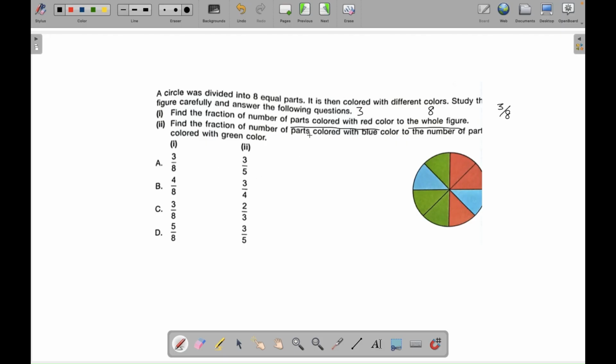Find the fraction of the number of parts colored with blue color to the number of parts colored with green color. Here again the numerator and denominator change. So the number of parts colored with blue color is 2. The number of parts colored with green color is 1, 2, 3. Right? So the fraction is 2 by 3. So 3 by 8 is A, and 2 by 3 is B. Right? So C is the correct answer.